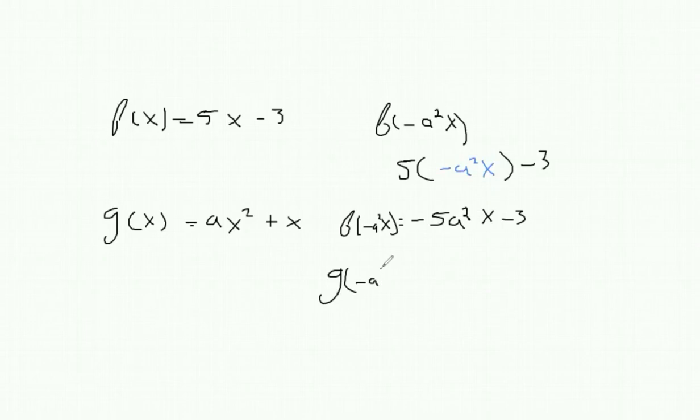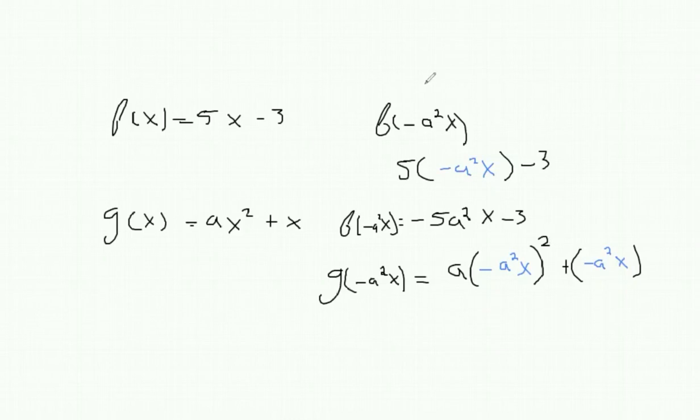Now, if we do the same thing for g of negative a squared x, well, that equals, remember, this is going where just the x is. So a, parentheses, change the color so we can see where the numbers came from again, negative a squared x, close parentheses, all of that squared, plus, I'm going to put in parentheses just so we can see it again, x, which means I get a negative a squared x.